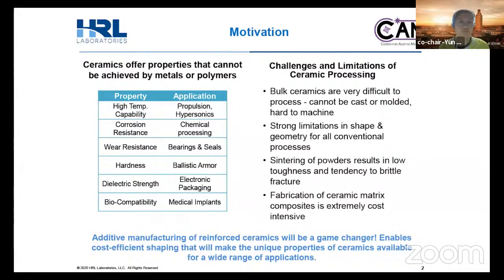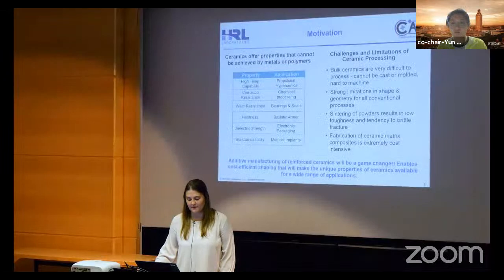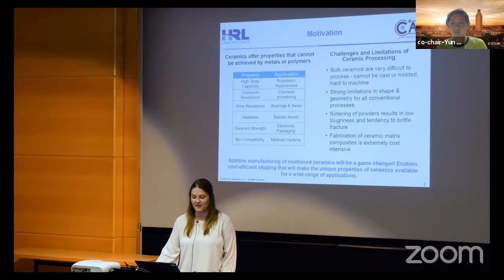However, manufacturing these ceramic parts is quite challenging. Bulk ceramics cannot be cast or molded like metals and are hard to machine, therefore strongly limiting their part geometries. Sintering ceramic powders can be done, but it results in brittle parts with low toughness. Ceramic matrix composites alleviate the toughness and brittleness problem, but they are very costly to manufacture. Therefore, this is the perfect space for additive manufacturing to change the game.